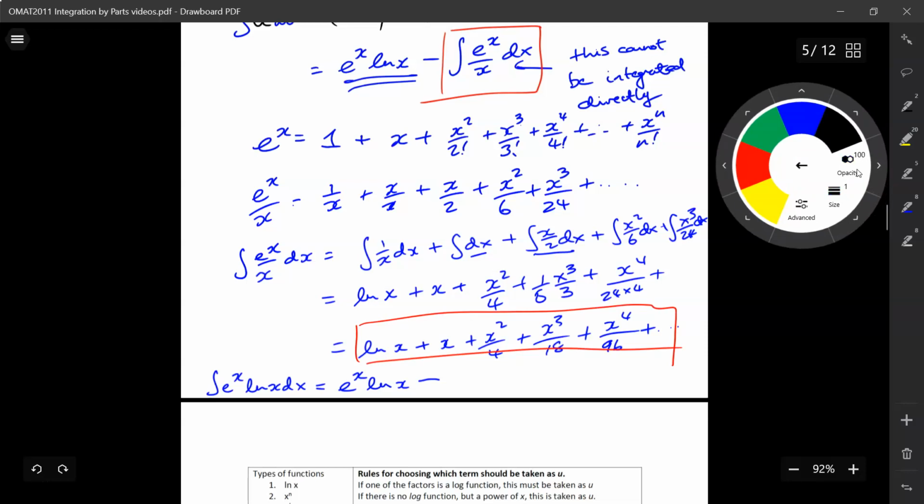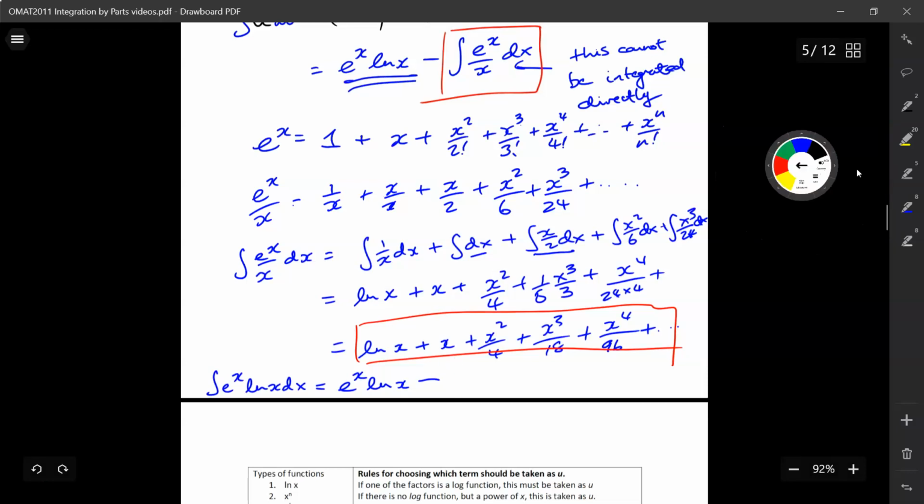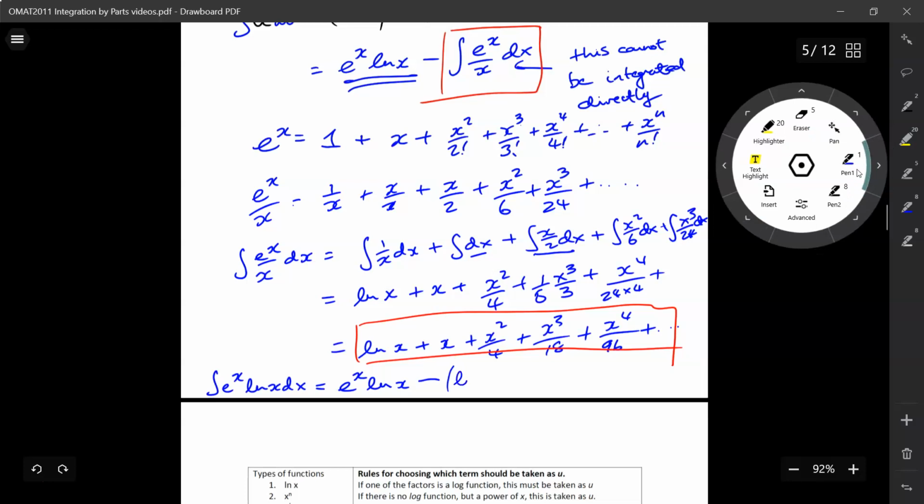So that's equal to minus times the log of x plus x squared over 4 plus x cubed over 18 plus x to the 4 over 96 plus, and we can go on. But that should be enough terms to approximate it with enough accuracy.